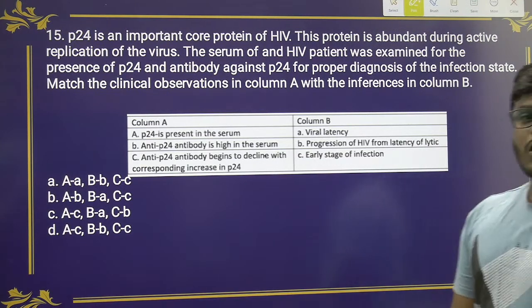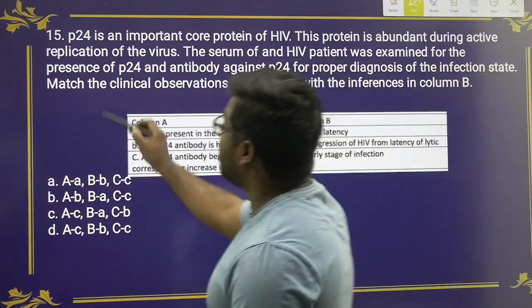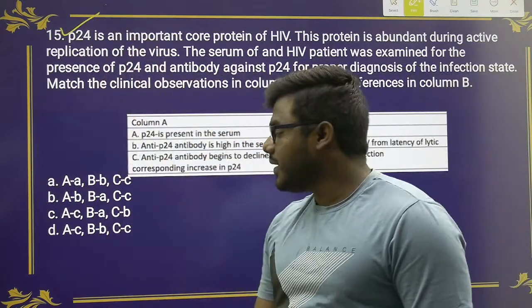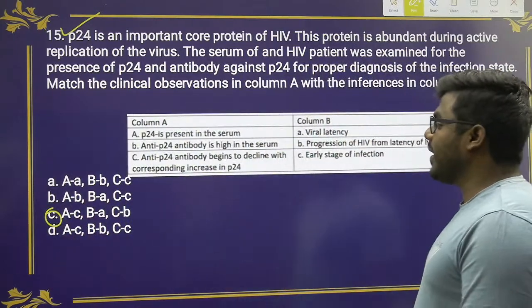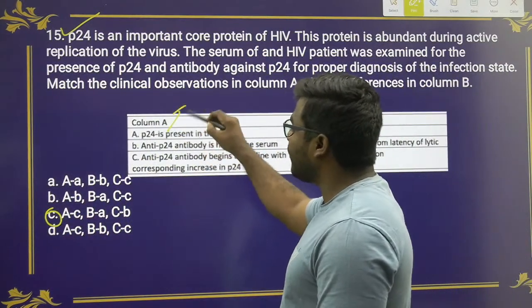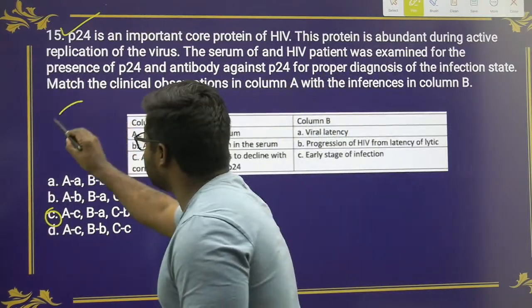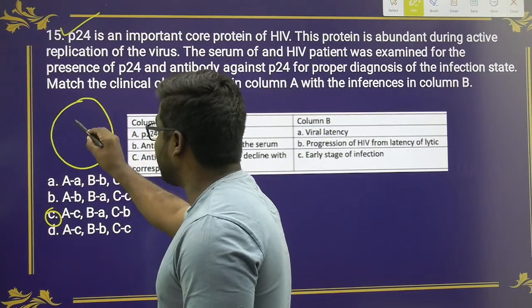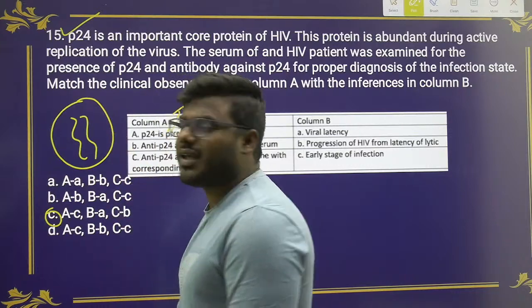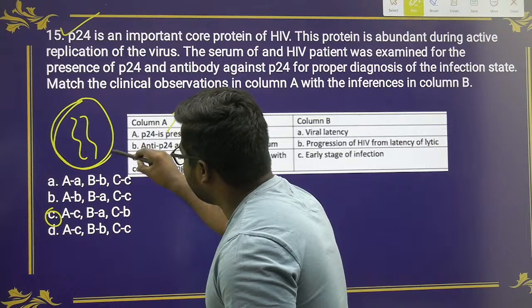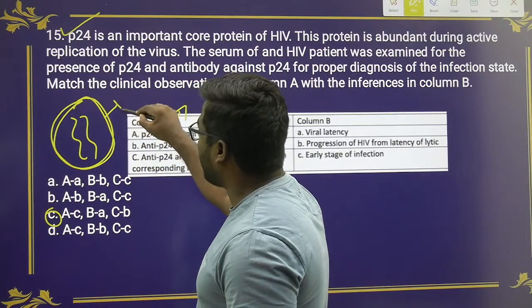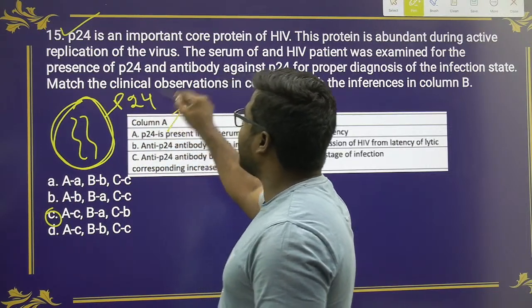Stop. The answer for question number 15 is option C. Friends, you only try to understand what is p24. You know, right? If this is the structure of an HIV virus, it contains genetic material, RNA. And what is this one, friends? This is only a protein coat which is made up of p24.